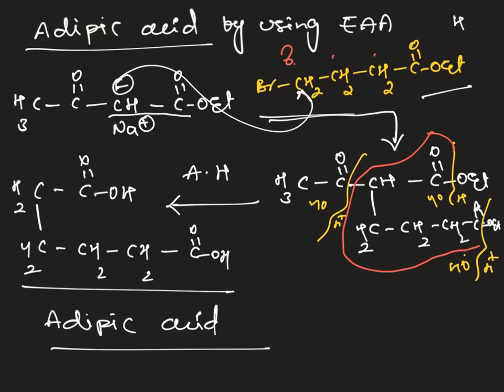Okay, so these are the applications of ethyl acetoacetate in carboxylic acid preparation, that is monocarboxylic acid preparation and dicarboxylic acid preparation. Whenever we are preparing monocarboxylic acids, we always go with alkyl halides, and if we require a dicarboxylic acid, we have to depend upon halo substituted esters, and that will give you the dicarboxylic acid.